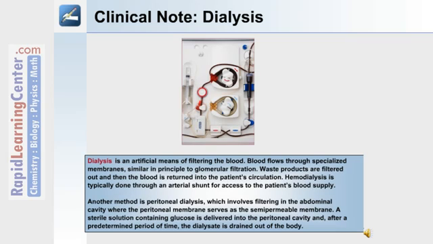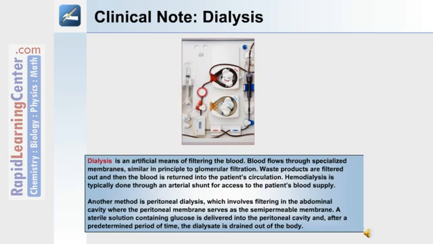Dialysis is an artificial means of filtering the blood. Blood flows through specialized membranes similar in principle to glomerular filtration. Waste products are filtered out, and then the blood is returned into the patient's circulation. Hemodialysis is typically done through an arterial shunt for access to the patient's blood supply.